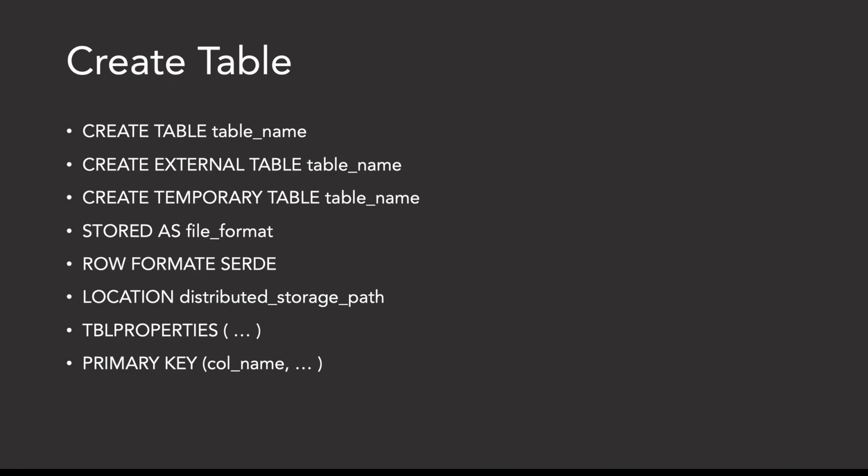Then you mention the stored as, which is the file format that you want to store your records in. You do not need to mention row format SerDe unless you are using a custom SerDe. Then you can also mention a location in case of external tables. So there are some other keywords like table properties. We'll see those things later on. You can also mention primary key, unique key, etc.